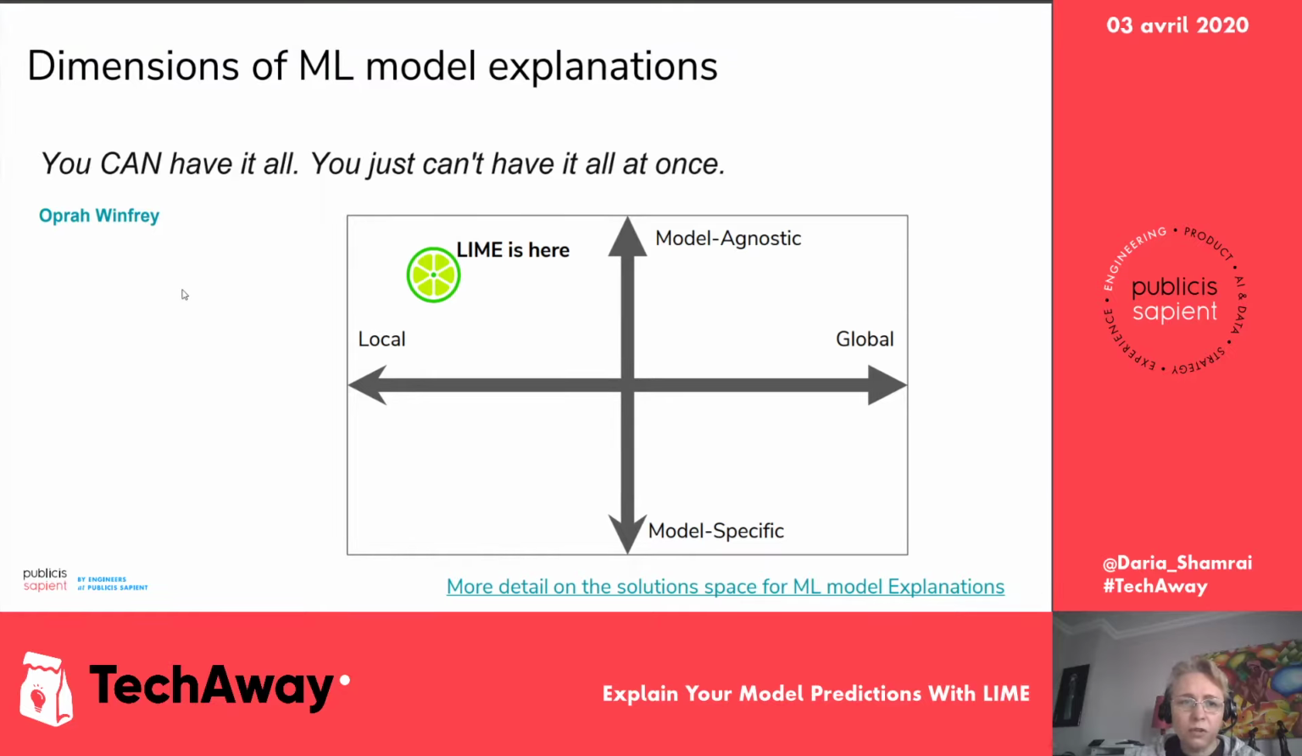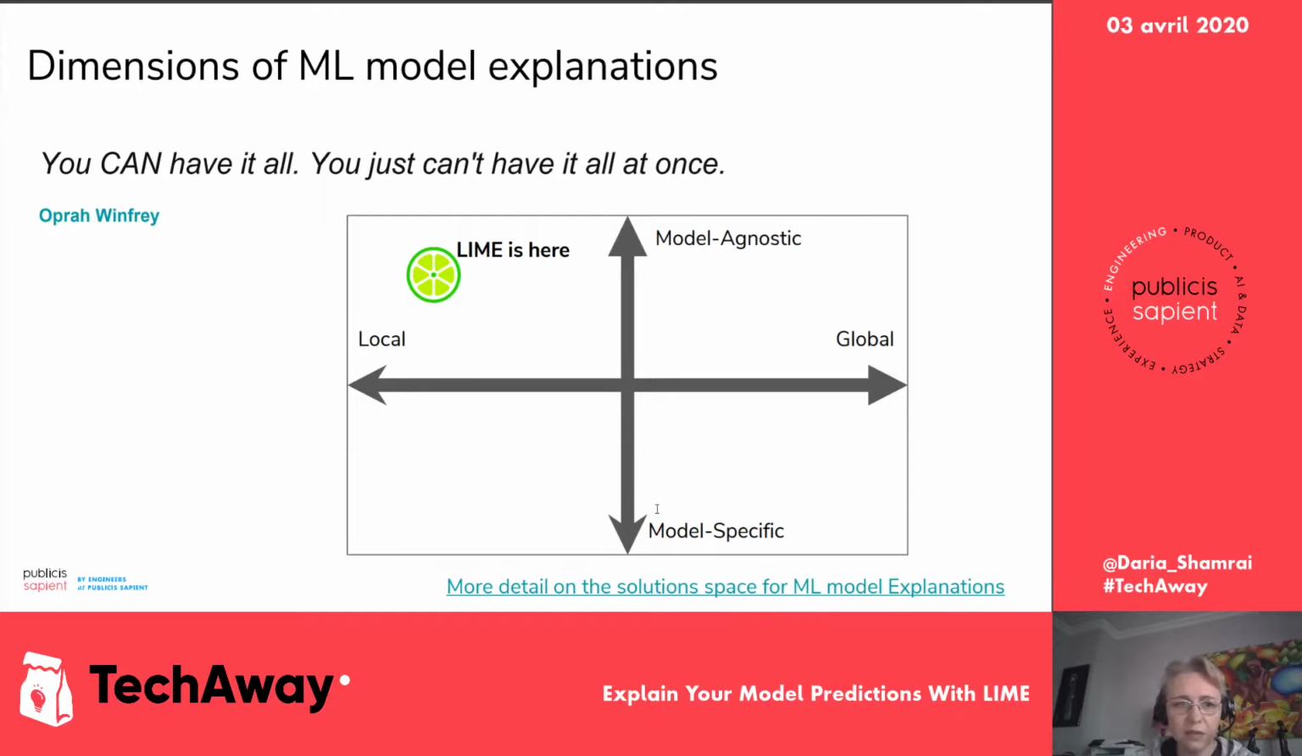The quote of Oprah Winfrey is just here to tell you, yes, you can have it all. You can have something which explains your model at the very local level. You can have something explaining at the very global level. Be it completely model agnostic, meaning you can use the same tool for explaining pretty much any model you want, or model specific, explaining one single type of model. Yes, you can have it all. The problem is you just cannot have it all at once. And we need to do something about it.